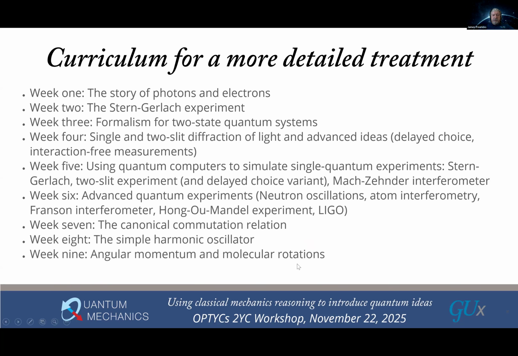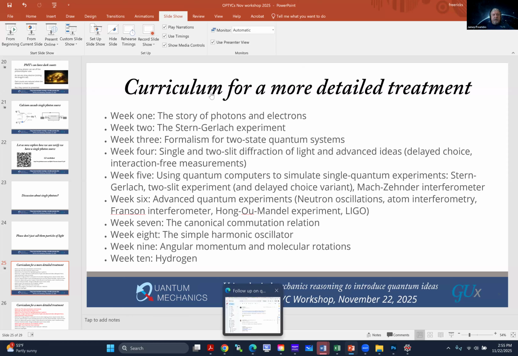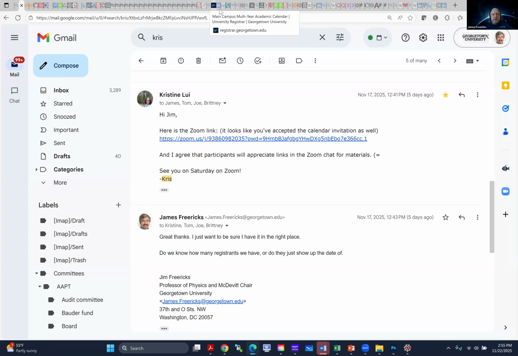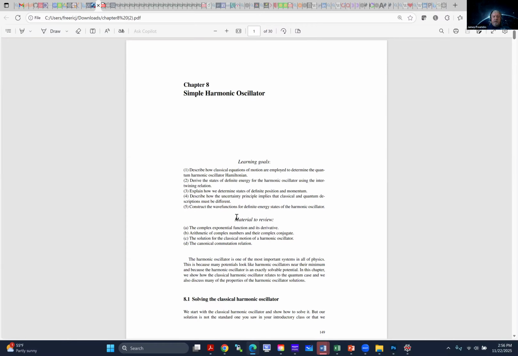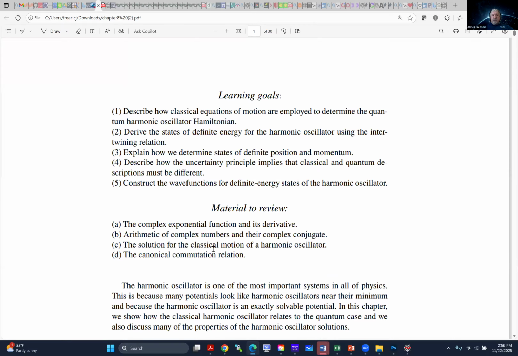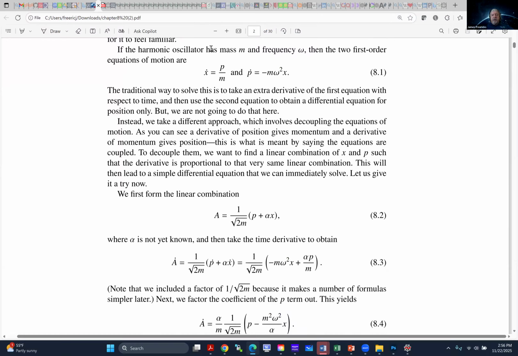It's going to have to be relatively fast, but I actually want to show this to you if I can. Where is it? Here. And this is something you can do with this level of students. So the equations of motion for a harmonic oscillator are the time derivative of position is p over m, and the time derivative of momentum is minus m omega squared x.